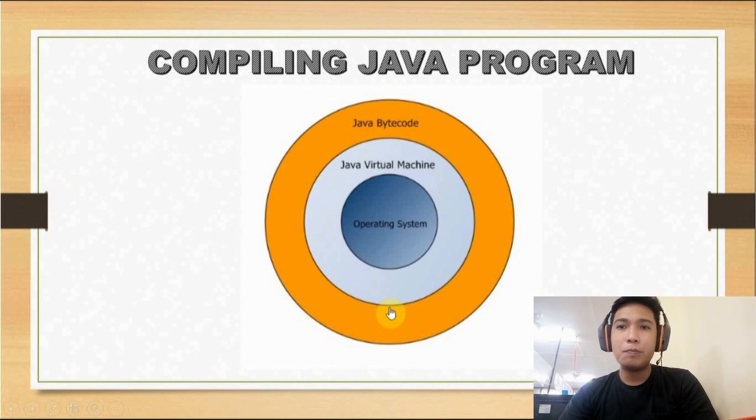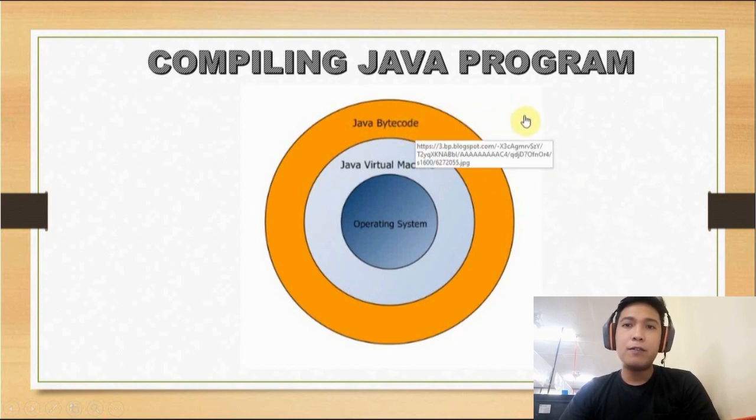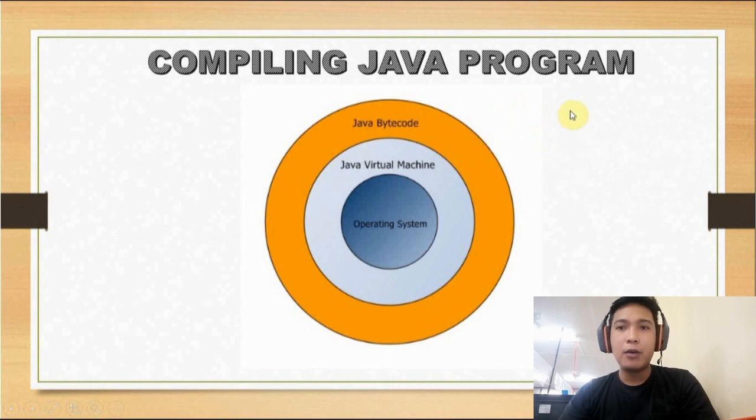Next, how to compile a program. Okay? So, from our source code or from the text file, it goes into a Java compiler which translates our source code into a bytecode. As you can see in the diagram, we have a Java bytecode and it goes into the Java Virtual Machine or the JVM. The JVM translates this bytecode into a machine language that goes into our operating system.